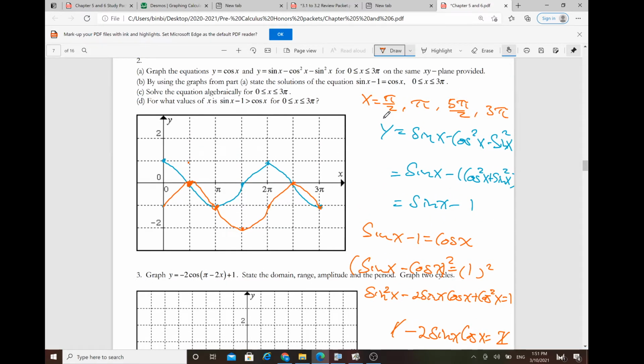Okay, so now for what value of x is sine of x minus 1 greater than cosine of x, from 0 to 3 pi? So this one is showing that the value of x is that sine of x minus 1. So that means you want to find out the part of the region where sine of x minus 1 is greater than cosine of x. So then that'll be this one right here, above, so this region. So then that would be from 5 pi over 2 to 3 pi. Okay, 5 pi over 2 to 3 pi.